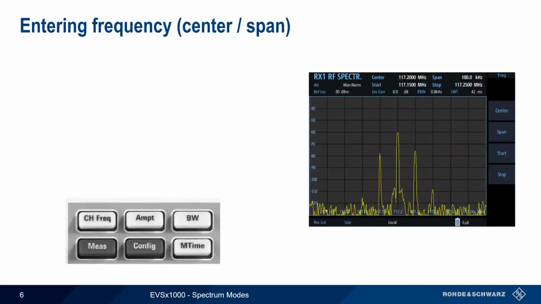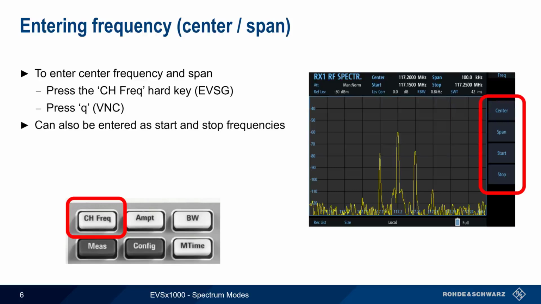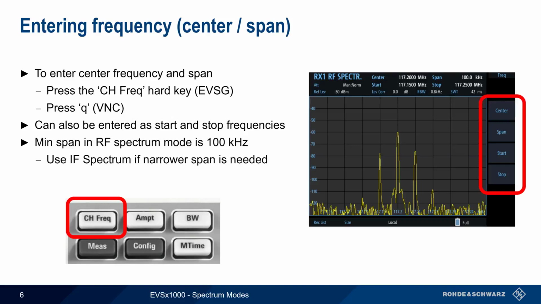The first step in spectrum analysis is entering the center frequency and span. This is done on the EVSG by pressing the channel frequency hard key or by pressing Q in VNC mode. The frequency range can also be entered as start and stop frequencies. Recall that the minimum span in RF spectrum mode is 100 kHz, so IF spectrum mode should be used if a narrower span is needed to see more detail on signals closer to the center frequency.